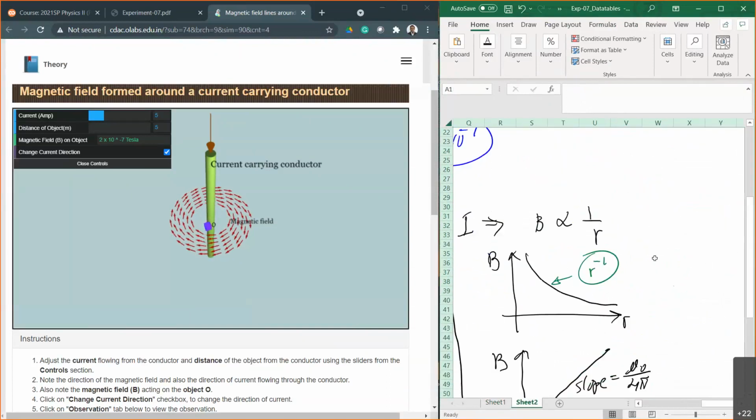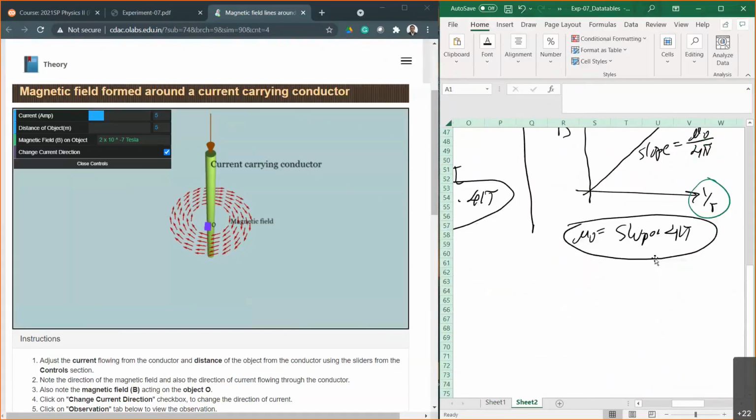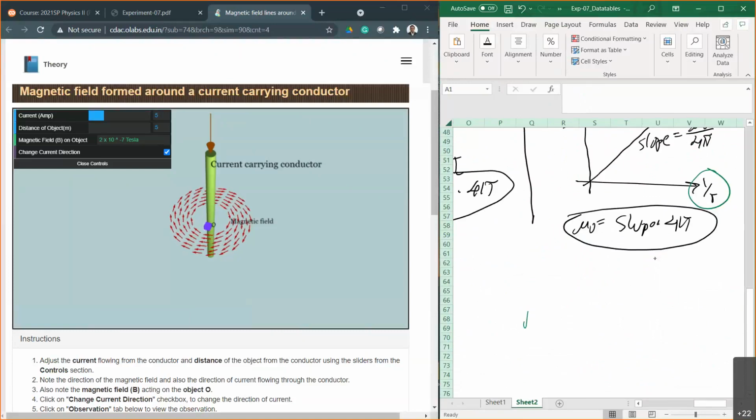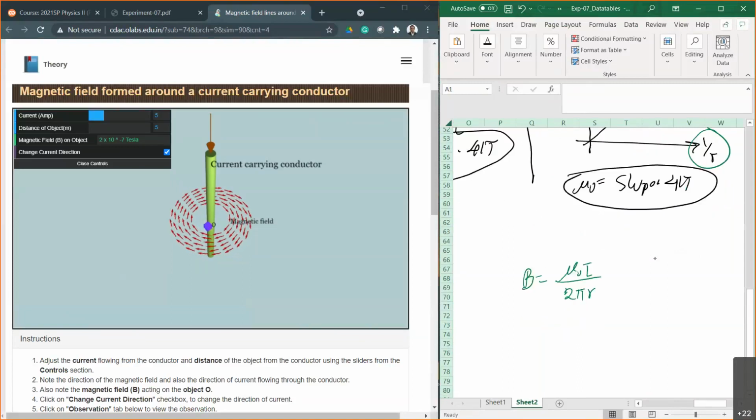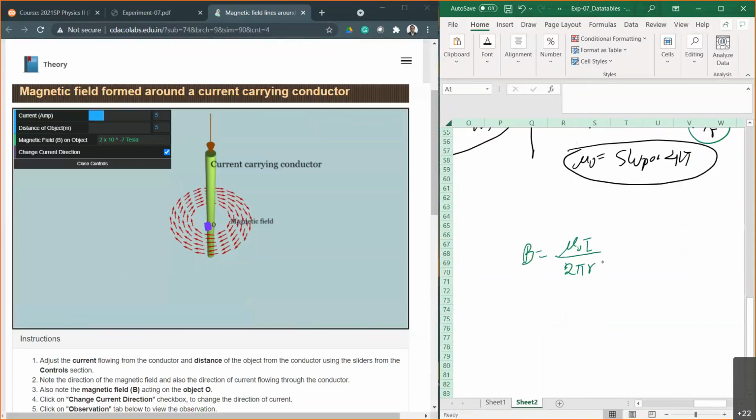The formula we are using today is B equals mu 0. There are two formulas we are using today. Mu 0 I divided by 2 pi r. I can use this formula to figure out the permeability unit, okay? If I get the mu 0 out, it is B divided by I times 2 pi r. 2 pi doesn't have a unit. B has a unit of Tesla, r has a unit of meters, and I has a unit of amps. So we can say Tesla meter over amp.